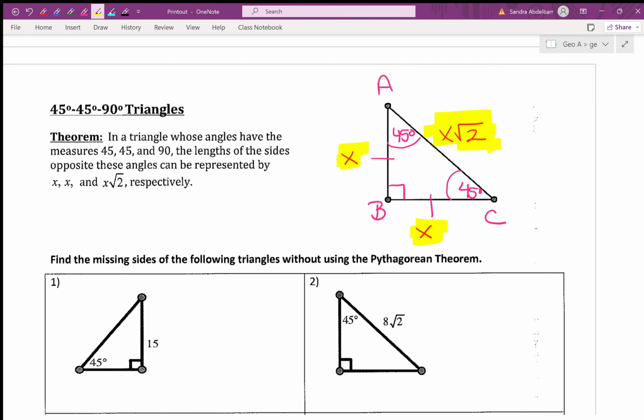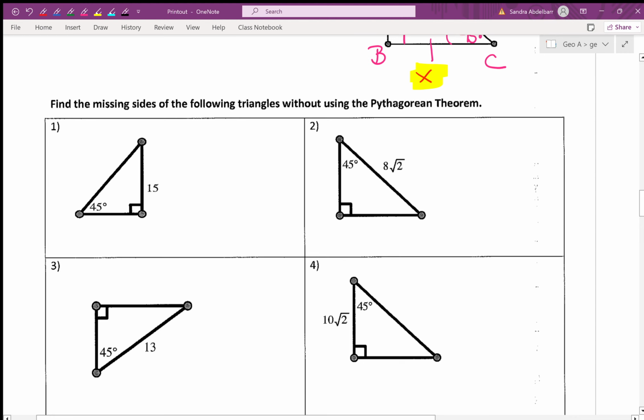All right, let's do some practice with the 45, 45, 90. So I have one angle's 90, one angle's 45. Because a triangle has to add up to 180, we know the last angle also has to be 45. So now we're dealing with a 45, 45, 90 triangle. Across from the 45s are both x, because if the base angles are congruent, the legs are congruent. And the side across from the 90 is x root 2.